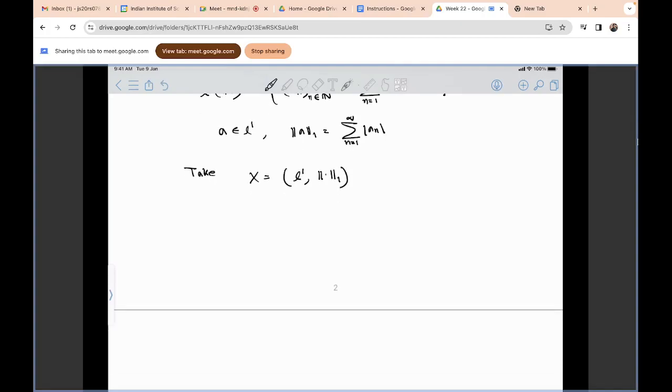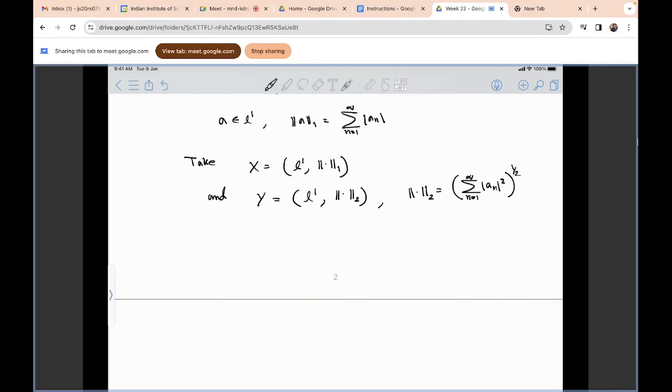And Y we define as another space. This is L1 with a different norm, the L2 norm. What is the L2 norm here? This is square summable: the sum from n equals 1 to infinity of mod a_n squared, to the power half. Now if a sequence is in L1, why will the L2 norm be finite? That we need to check, right? You can check that the L2 norm is less than the L1 norm. So just check this.